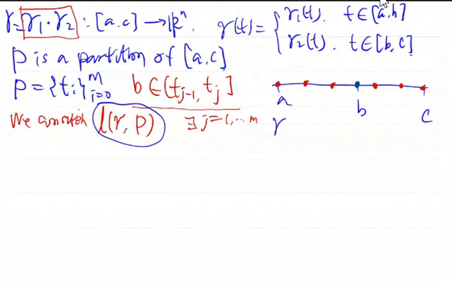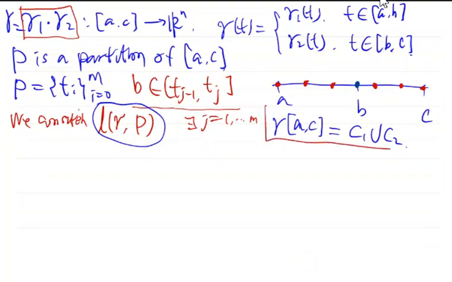Because the image of this gamma is precisely C1, the union of C1 and C2. It is easy to see that the image of our gamma is the union of C1 and C2. So if we can prove that once the gap of P is very small, then the total range of the equivalent polygonal of gamma, under the partition P, is very close to the sum of the range of C1 and C2, then we are done.